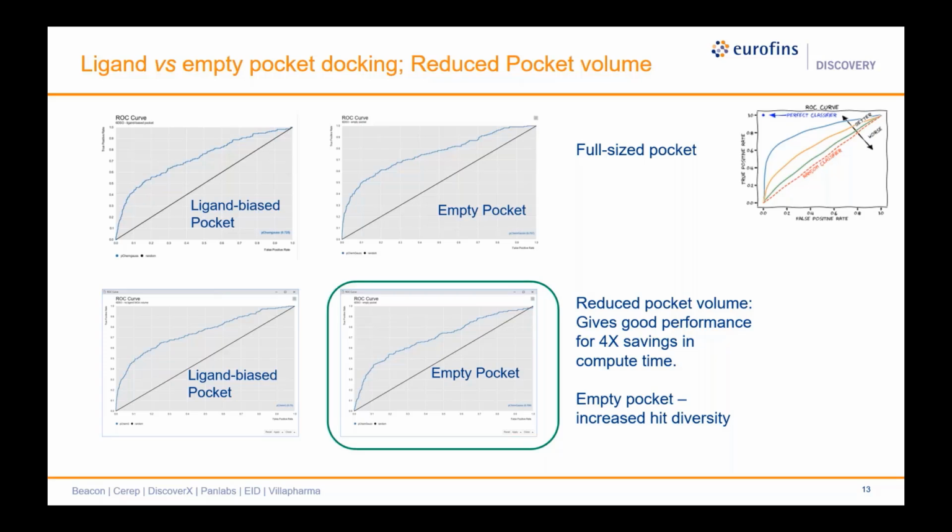The additional consideration we had to make was that these computations are huge, and they scale pretty much linearly with the volume of the binding pocket. So if you can reduce the binding pocket volume, you can save compute time, which means saving money. So the lower set has both the ligand-based bias pocket and the empty pocket, but the volume has been reduced by about 4-fold. And we get relatively similar, although you could argue slightly worse, performance, but we thought that the cost savings was worth the relative drop in performance. So we decided to go with this reduced volume binding pocket.